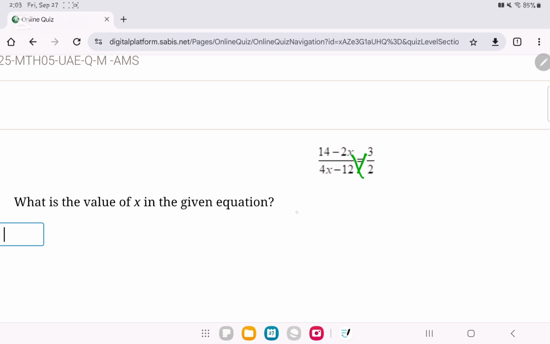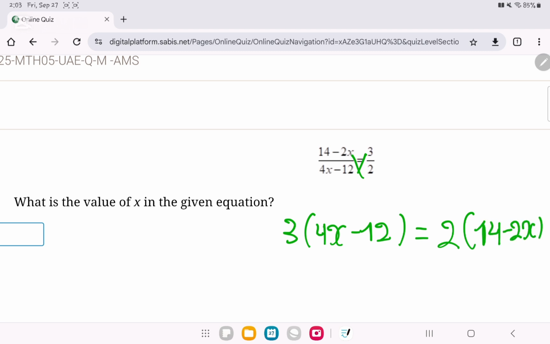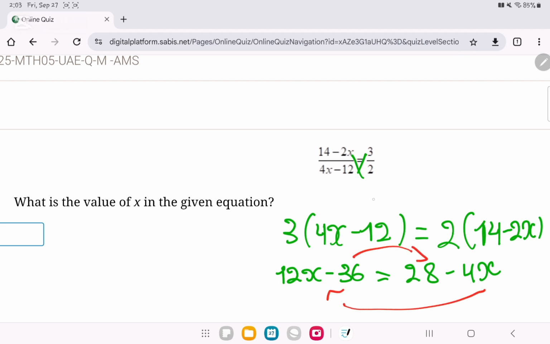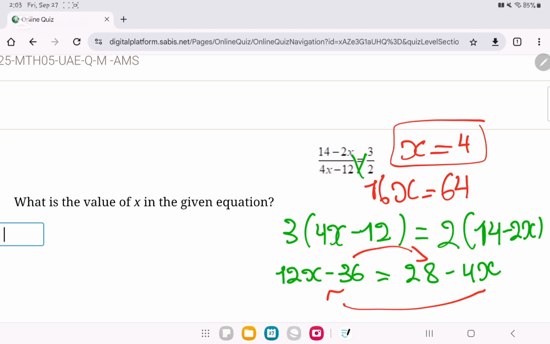So that means we're going to do 3 times 4x minus 12. It's going to be equal to 2 times 14 minus 2x. So 3 times 4x becomes 12x minus 36 is equal to 28 minus 4x. Now what do we do? We move 36 to this side and 4x to this side. It becomes 16x is then equal to 64. So then our x is equal to 4.